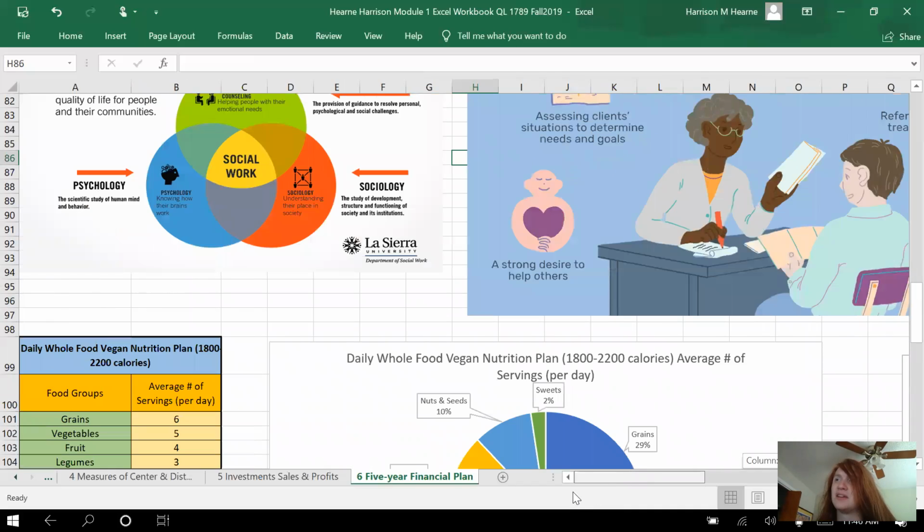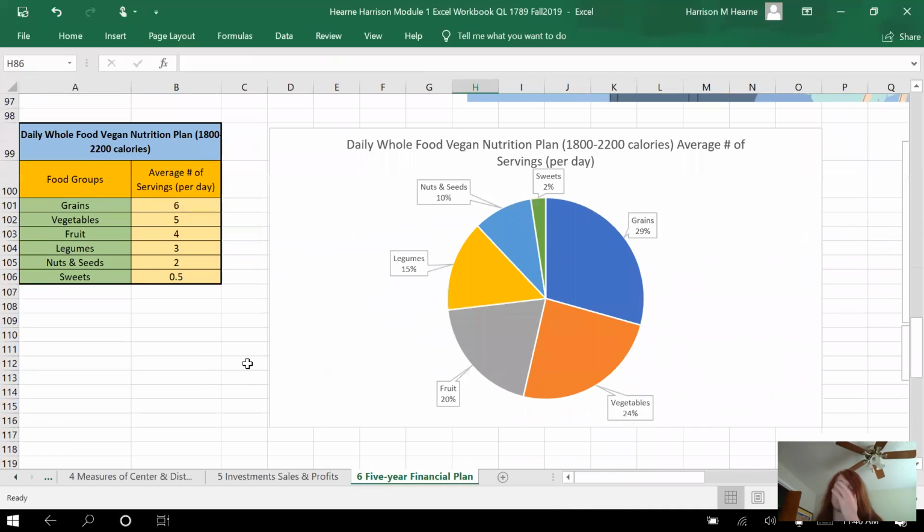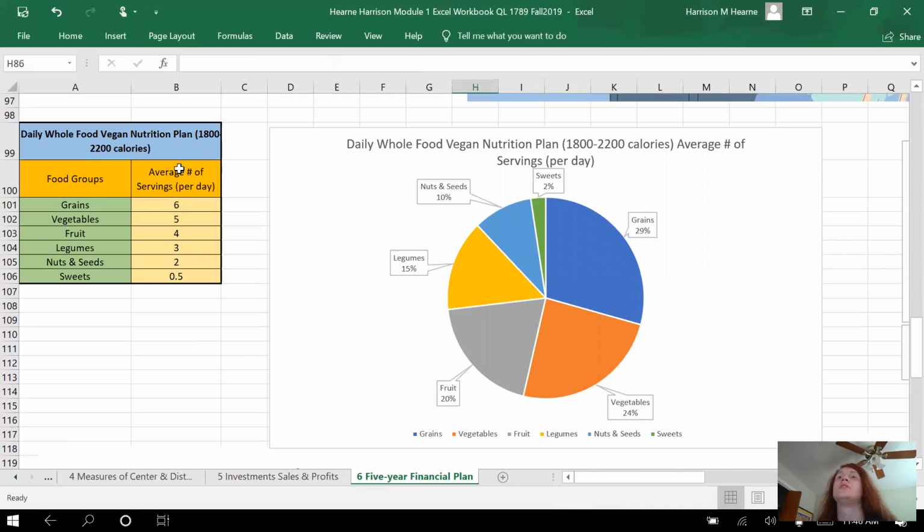The last thing that we're going to be looking at today is some nutrition info. So I have been vegan for 3 years for ethical reasons, but also for health reasons. It was recommended to me by my dietitian. And this is also about the diet that was recommended to me.